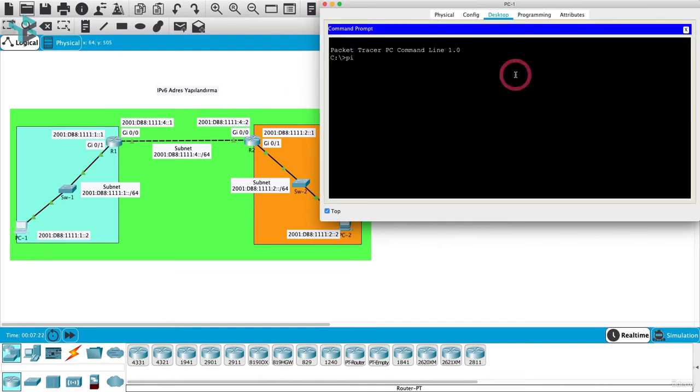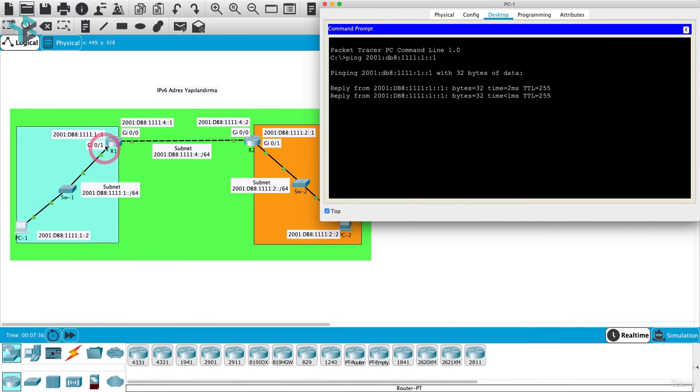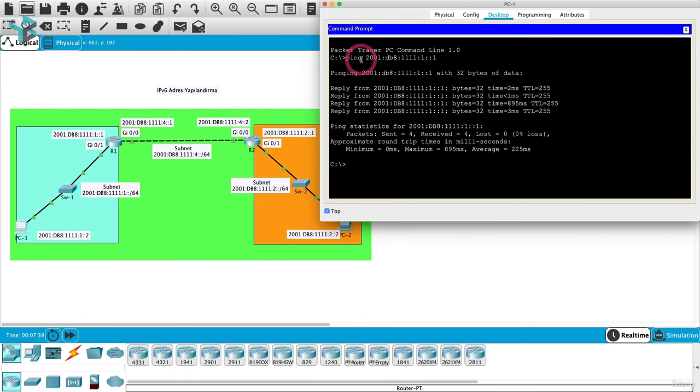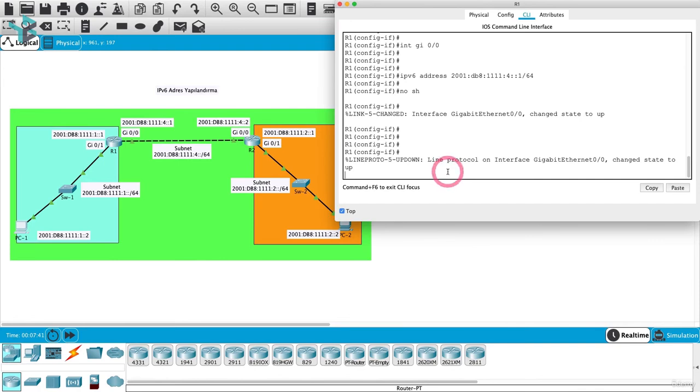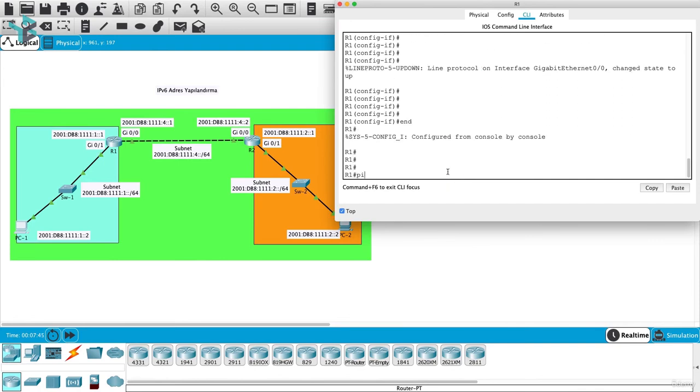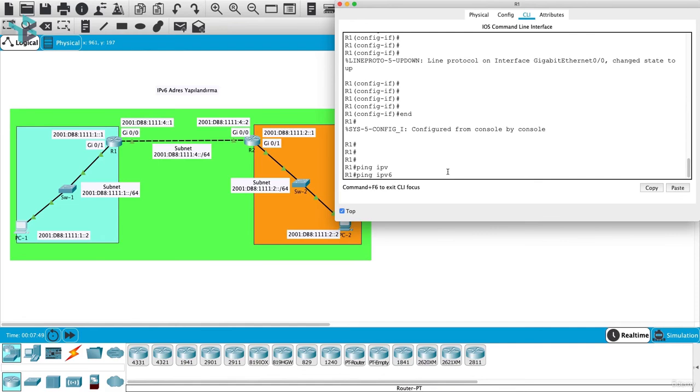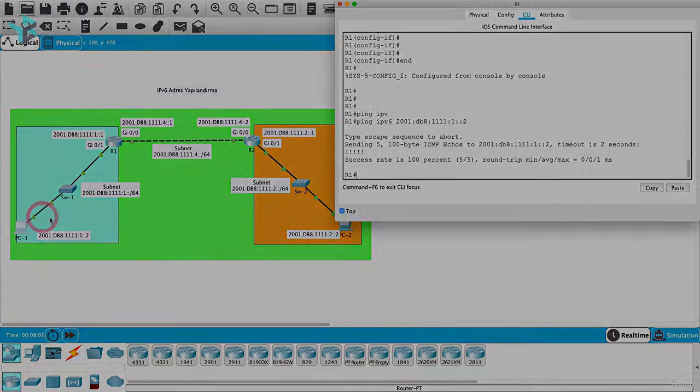Now let's see if it pings the gateway from our computer. Ping 2001:db8:1111:2::1. We have access to the gateway now. Now let's see if we can access the user from the gateway. In Windows we just type ping, but we need to write ping ipv6 when typing in the router. This is how we write the command here. The user's IP is 2001:db8:1111:2::2. We have access to our user.